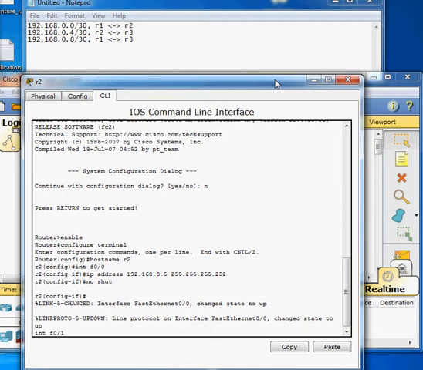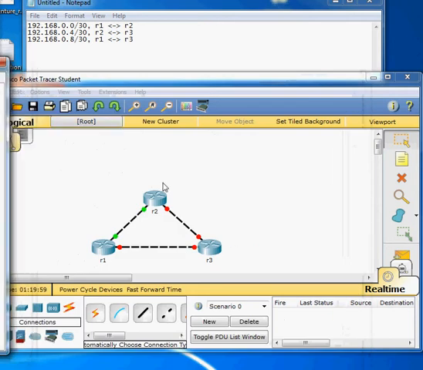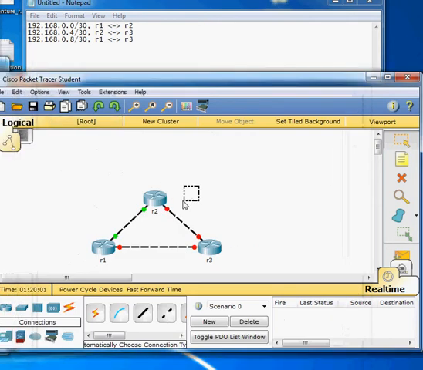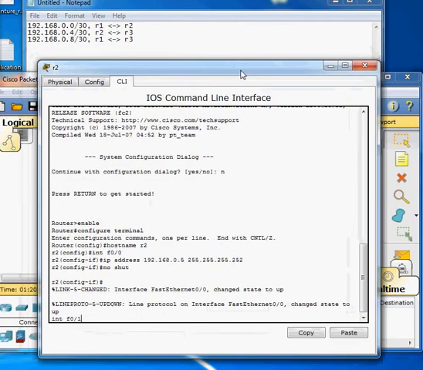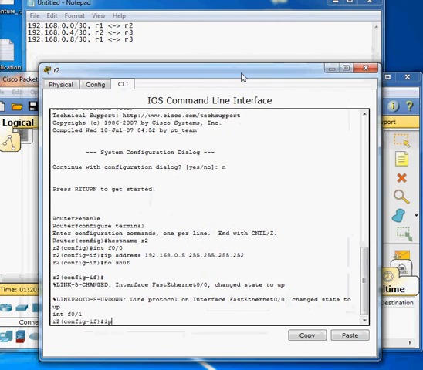I know it's going to be F0/1. I'll just double check that's correct in my workspace here. So F0/1 connects to Router 3. So I put IP address 192.168.0. So R2 goes to R3. It's going to be .6.